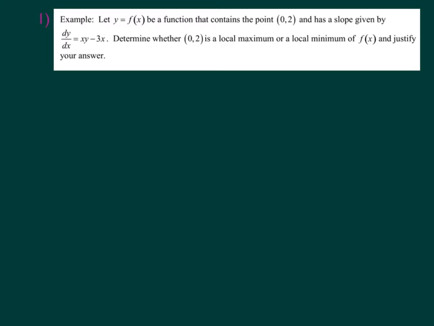Okay, our first example says: let y equal f of x be a function that contains the point (0, 2) and has a slope given by dy/dx equals xy minus 3x. Determine whether (0, 2) is a local max or a local min of f of x and justify your answer. Here's a perfect example of a time when you'd want to use the second derivative test.